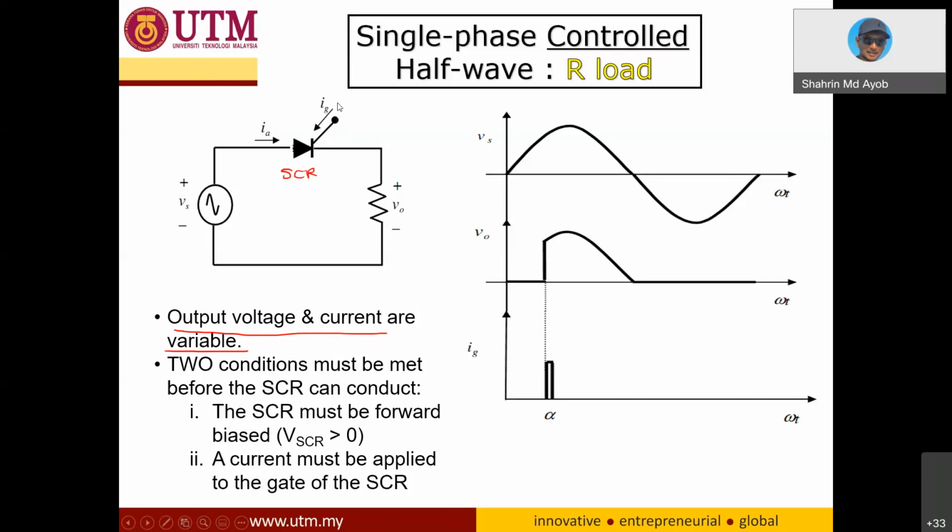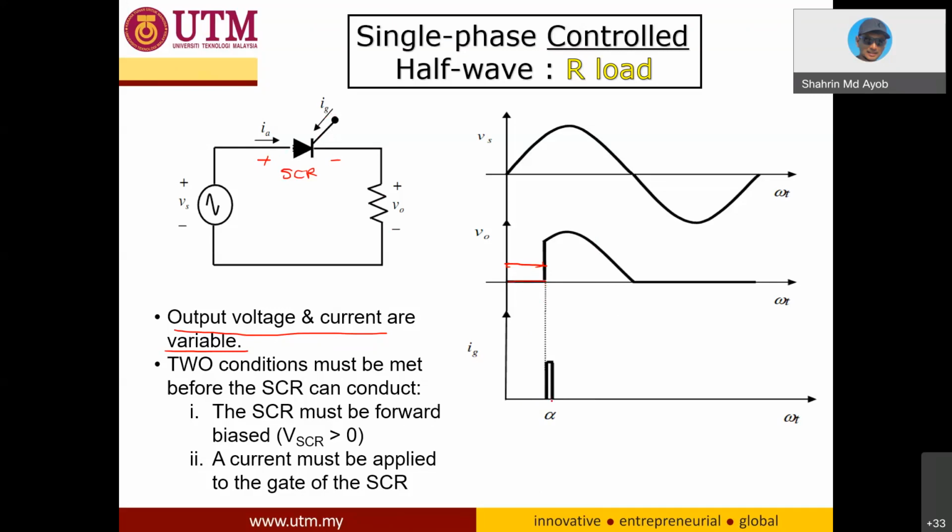As you can see at this part of the V out, even though the SCR is in forward bias because the anode is more positive compared to the cathode, it will remain off. Why? Because you haven't given a triggering signal to turn on the SCR. So that's why it remains off.